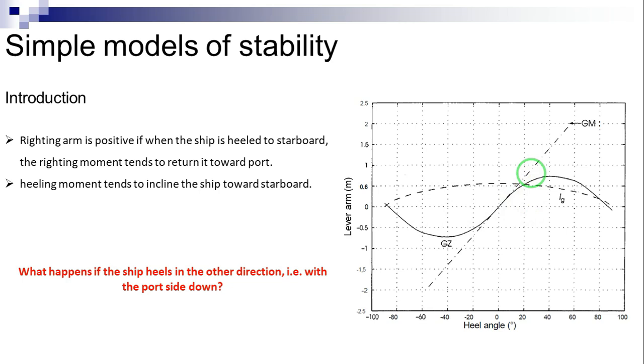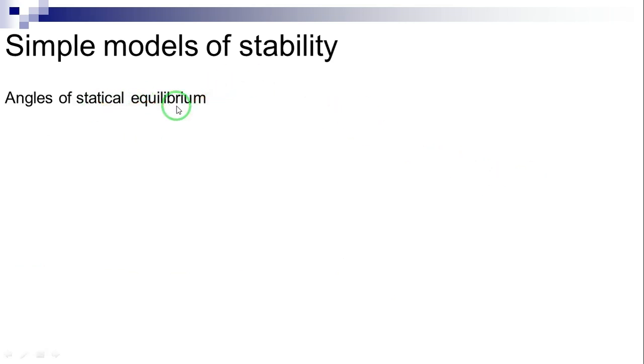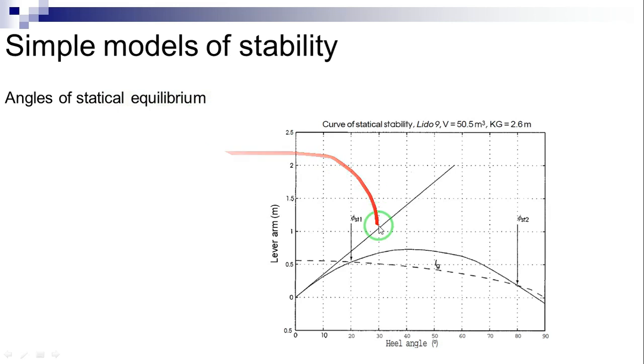Angles of statical equilibrium. This figure shows the curve of a heeling arm L_G superimposed on the curve of the riding arm GZ. In general, those curves intersect at 2 points. They are noted here as phi_st1 and phi_st2.